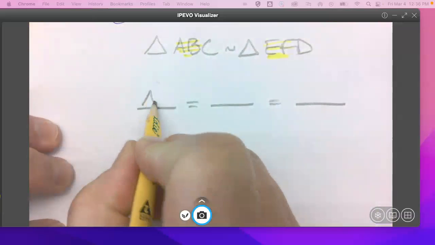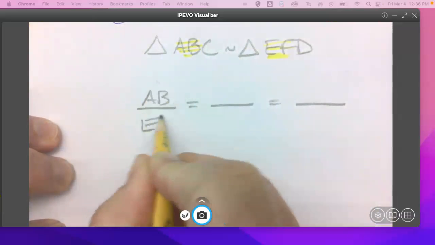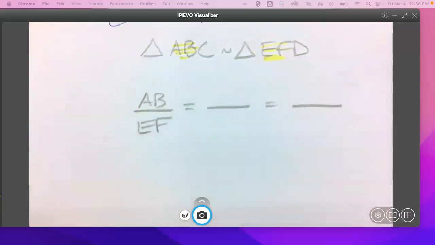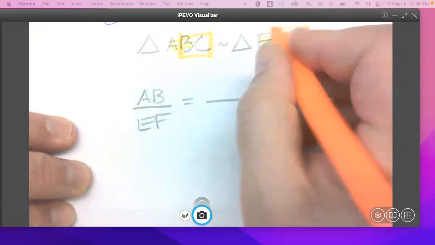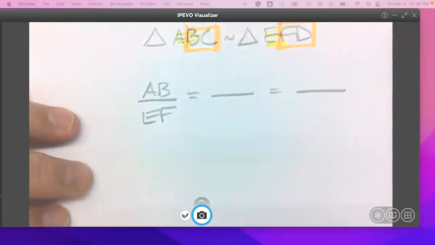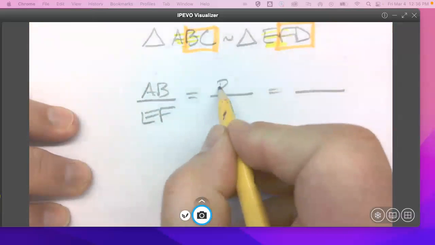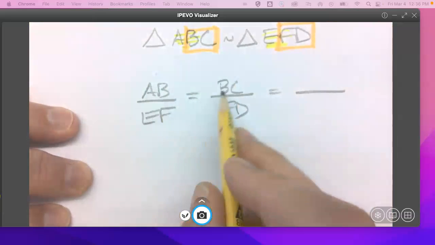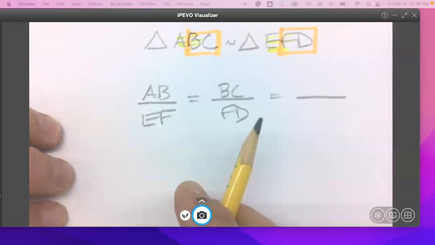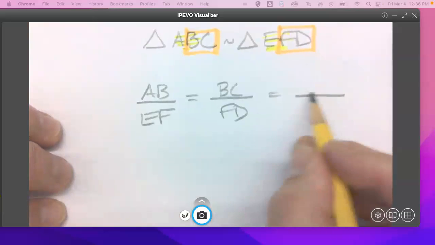If I take a ratio of that pair of corresponding sides, then that ratio should be equal to the ratio of another pair of corresponding sides. That's what proportional means: corresponding sides are in the same ratio. What's the third piece that goes here?